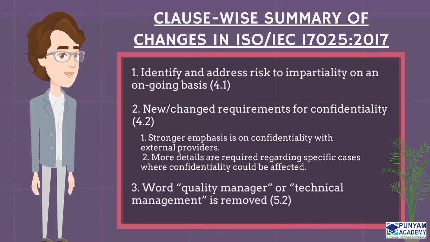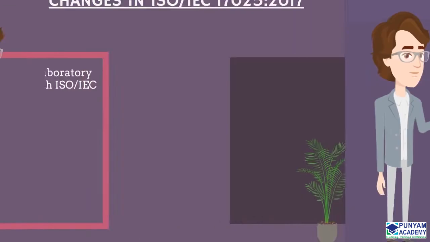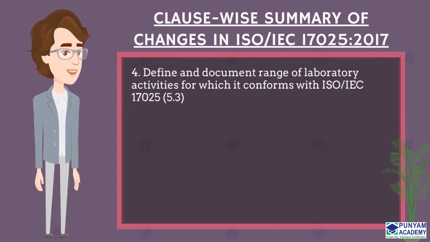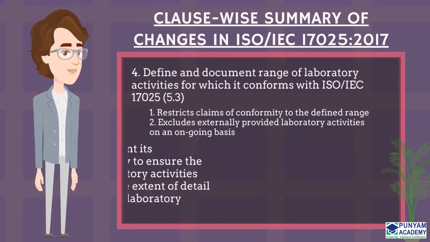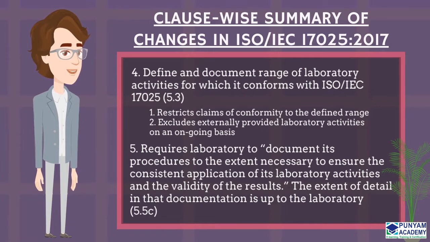3. The word quality manager or technical management is removed in Clause 5.2. 4. Define and document the range of laboratory activities for which it conforms with ISO IEC 17025 in Clause 5.3. It restricts claims of conformity to the defined range, and excludes externally provided laboratory activities on an ongoing basis. 5. Requires the laboratory to document its procedures to the extent necessary to ensure the consistent application of its laboratory activities and the validity of the results. The extent of detail in that documentation is up to the laboratory in Clause 5.5c.